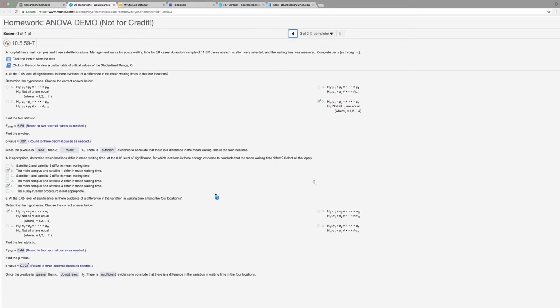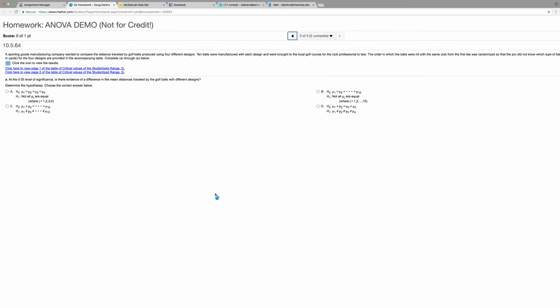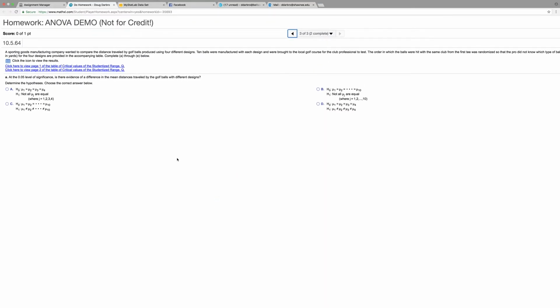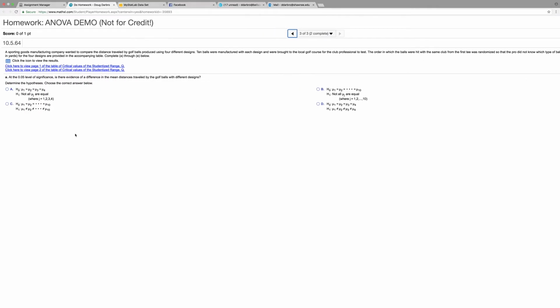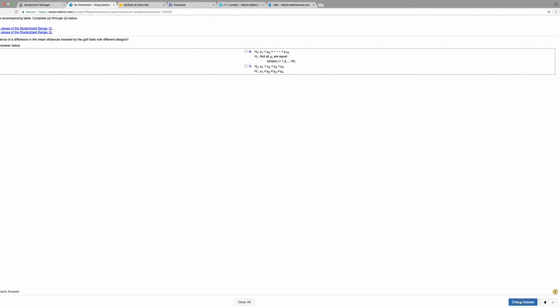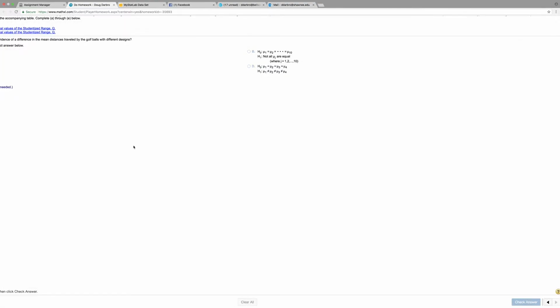All right, question number 3. Okay. A sporting goods manufacturing company wanted to compare the distance traveled by golf balls produced using 4 different designs. 10 balls were manufactured for each design. Okay, so guys, we have 4, so we have mu1 equals mu2, and so on. Not all mu_j are equal, so that clearly seems to be the right choice.